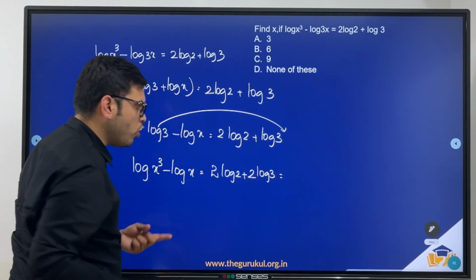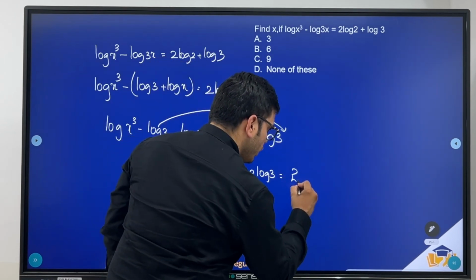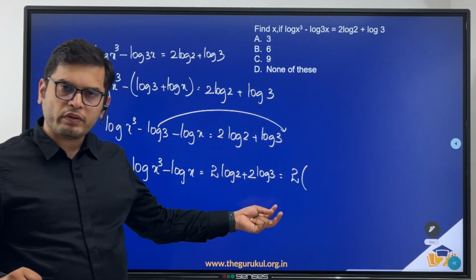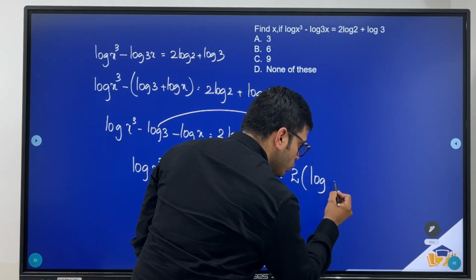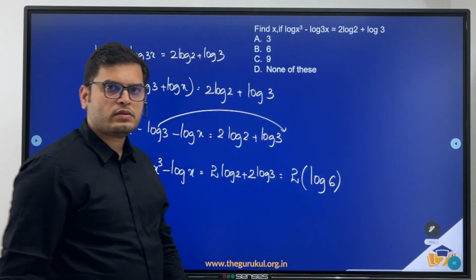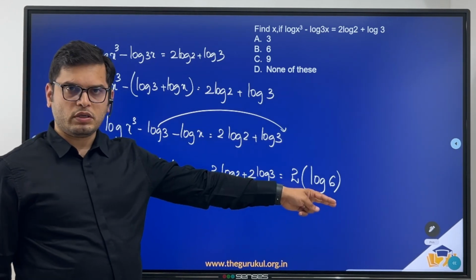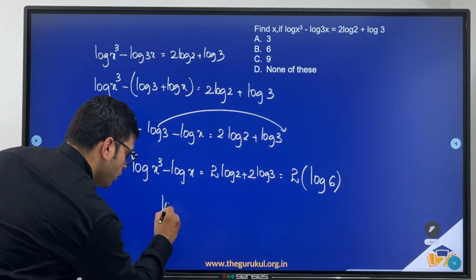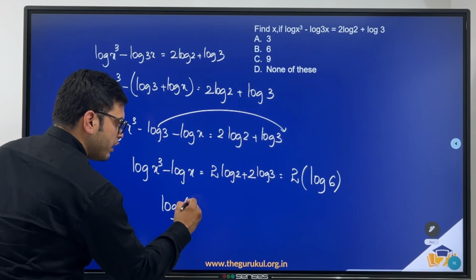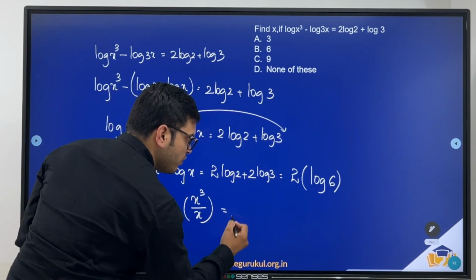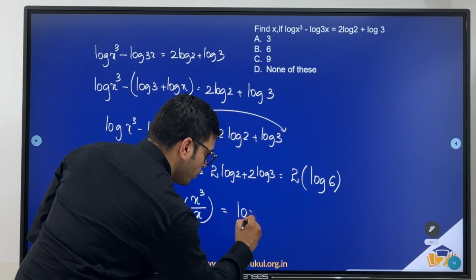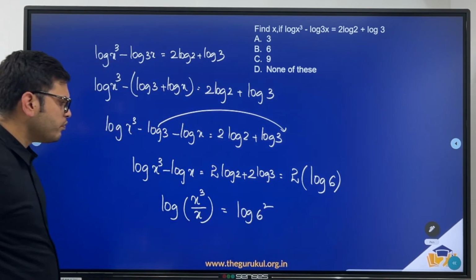Now let me take 2 common. So 2 into log 2 plus log 3; log x plus log y can be written as log xy, log 2 into 3, log 6, right? So you have 2 log 6. So here log x minus log y can be written as log x by y, so log x cube by x. Now this is equal to log 6, right?